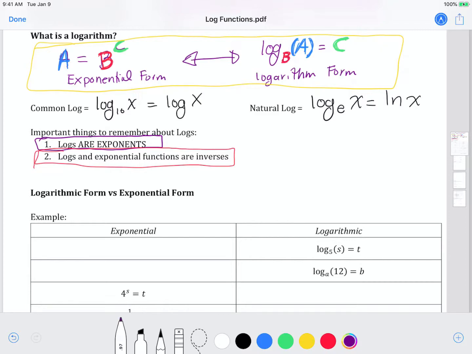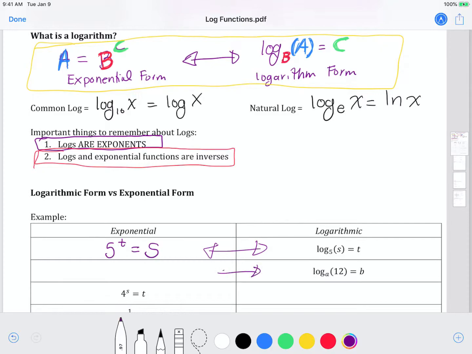Okay, so in the first example, in this box, it gives us the logarithmic form. It says log base 5 of s is equal to t. t is what we're setting equal to the log, so t is our exponent. 5 is our base, so I'm going to write this as 5 to the t is equal to s. So this is exponential form. So these two statements are equivalent. We're just writing them two different ways. So it's very different than what we're used to, but it's just something that we've got to practice to get comfortable with.